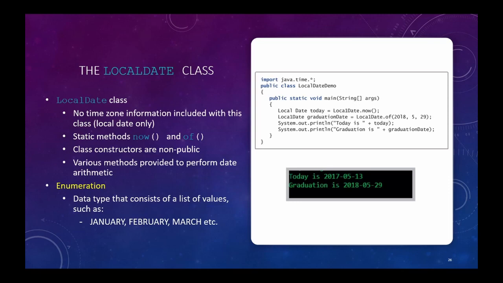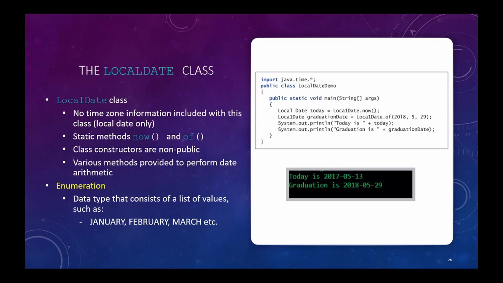So this class is useful. It can be used to get dates. There's no time zone associated with it, so it is going to be local only. There are two static methods to use that we're showing here, and that's now and of. Now, LocalDate.now is going to give you the current date, and LocalDate.of is going to create a date from the parameters that are sent to it.